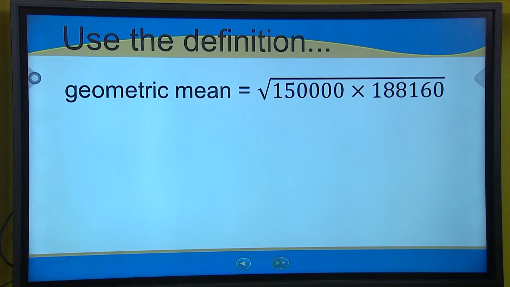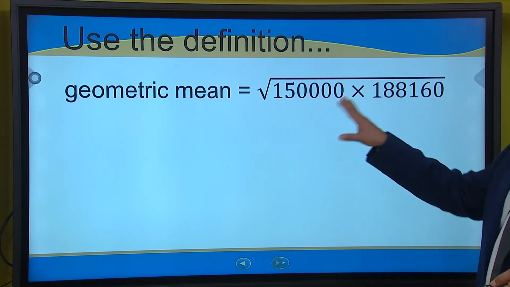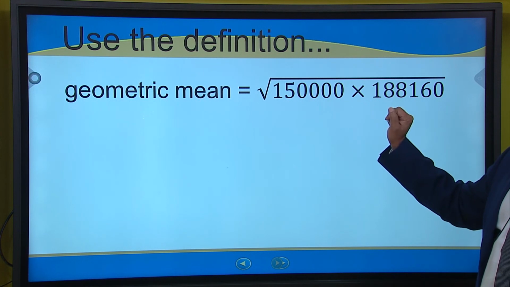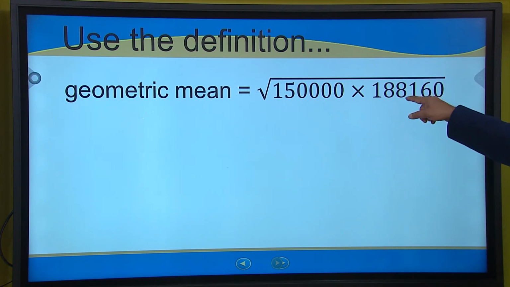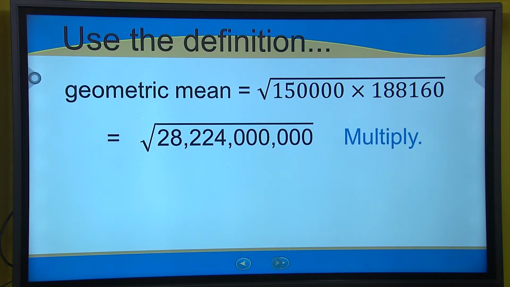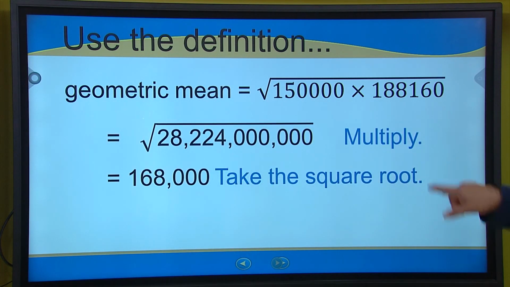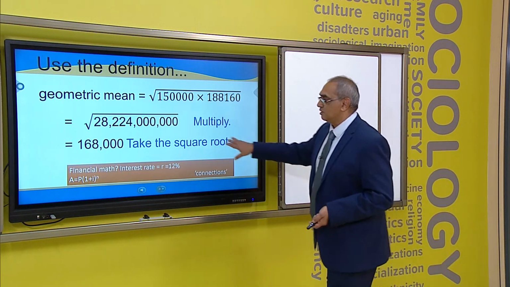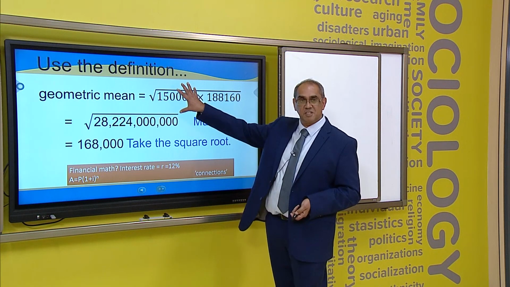So if I use this geometric mean, there's another shortcut. I know the initial value of the house was 150,000. I know in 2 years' time, it is 188. So if I multiply that, find the square root of it, I get 168. That is the middle value of the house. So it starts at 150,000.